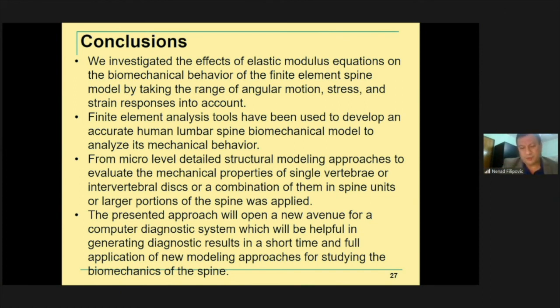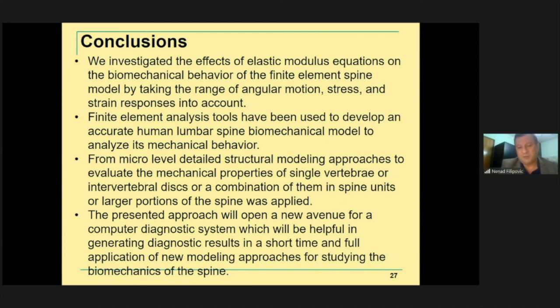a high performance computing problem because we have to model very specific internal vertebral disc, very specific bones around it, and also to allocate the loading, so different loading during the clinical environment. So in this problem, we investigate the effects of elastic model and the effects of nonlinear material properties, biomechanical behavior of finite element spine, and also taking into account the different range of angular motion, the stress and the strain distribution inside the count.